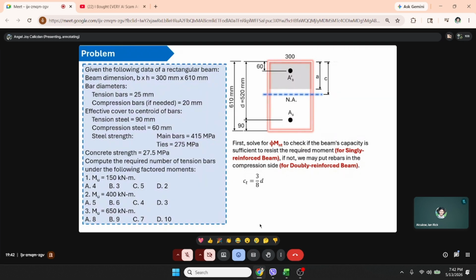So, mag-start ta sa CT para makuha ang aMnT, which is equal to 3 over 8 D. And aT is beta 1 times CT. And MnT is 0.85 Fc prime aT, so katong Cc times moment arm na D minus a over 2. And since tension controlled siya, 0.9 ang phi. So, mao ni ang criteria again.